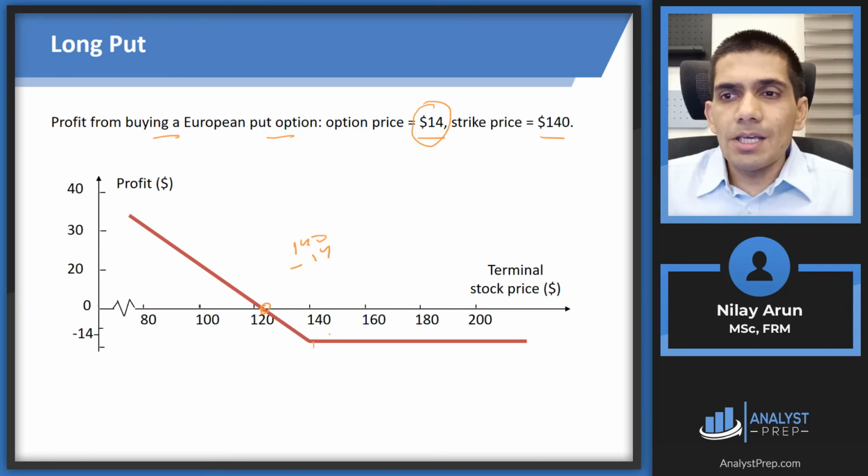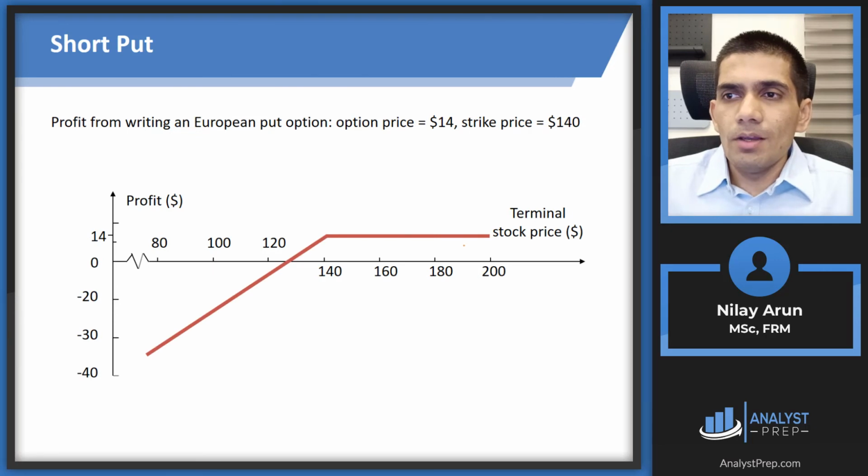Break-even point would still be the same, just that here you're losing money. For the short, this is when you would be making money. So let's have a look at that graph. You can see that here. Now for a short put, the maximum profit is limited.